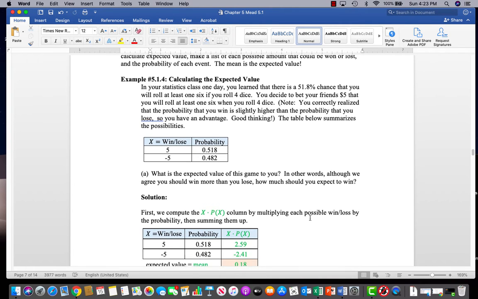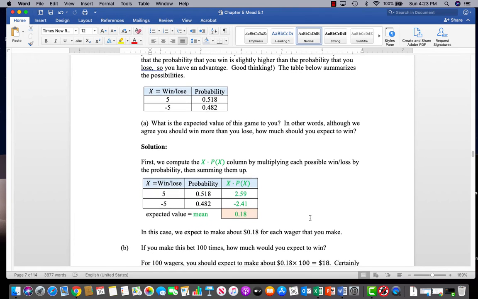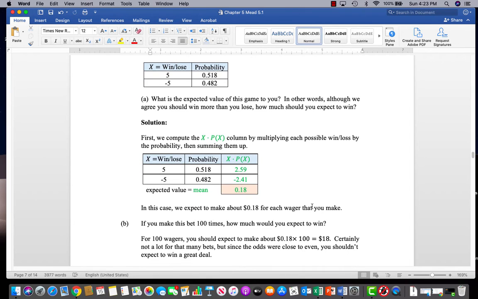Okay, so what's the expected value of this game? Well, to find the expected value, that is the mean. So to find the mean, we have to make this green column x times p of x and fill it in. We multiply each possible x times its probability, put it in this column. So 5 times 0.518 is 2.59. And negative 5 times 0.482 is negative 2.41. And then you add them up, and it turns out it's just 0.18. So the mean is only 18 cents.